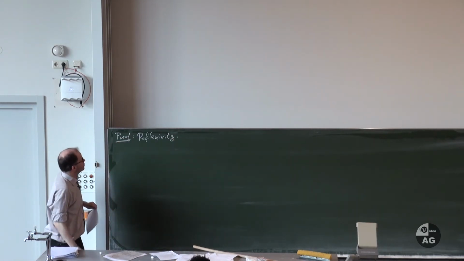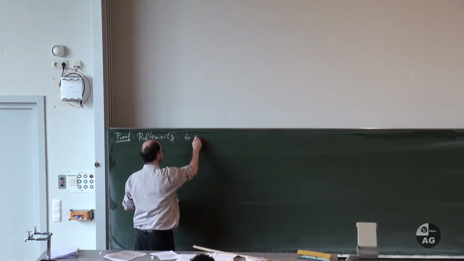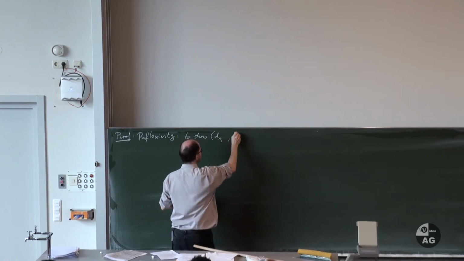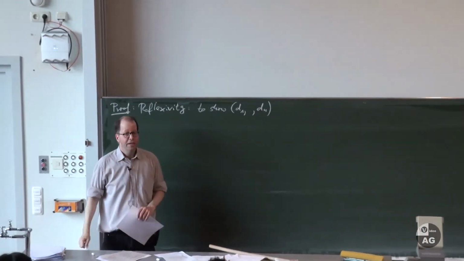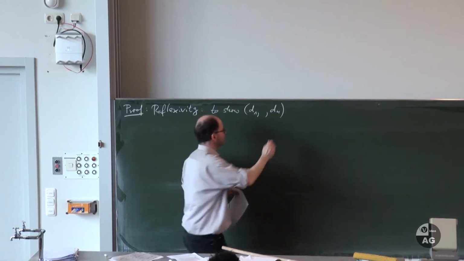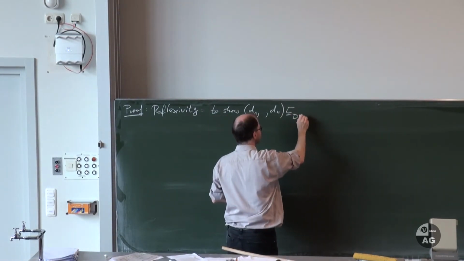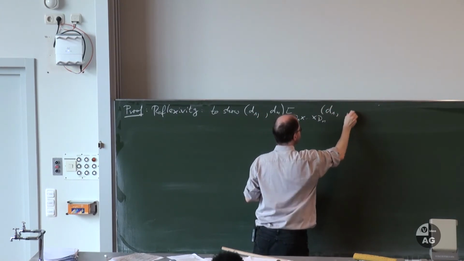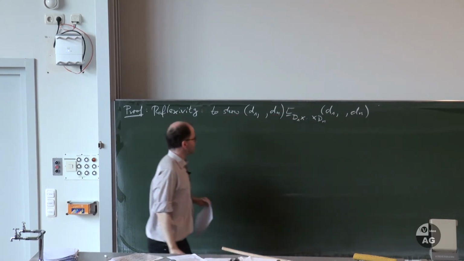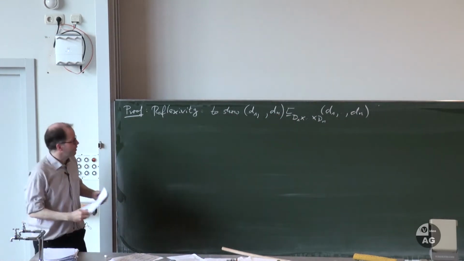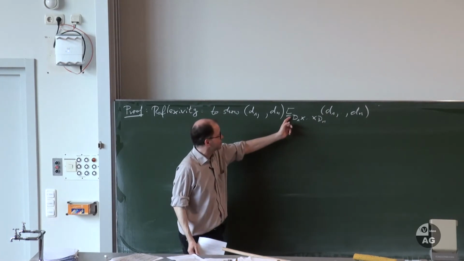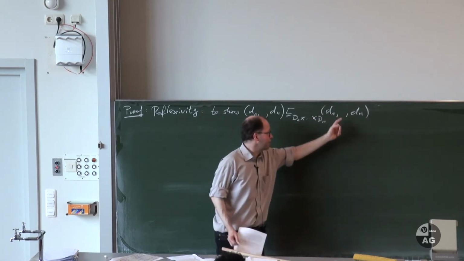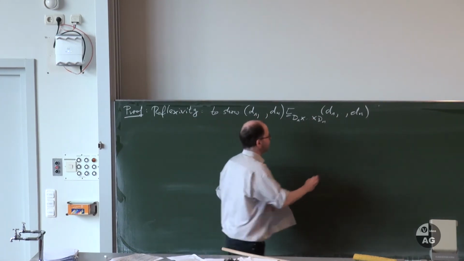OK, what do we have to show? We have to show that if we have a tuple d1 to dn, it stands in relation with itself. So we have to prove that this is less defined or equal to itself. And how is this relation defined? The relation is defined such that this holds if and only if d1 stands in relation with d1, d2 stands in relation with d2, and so on.